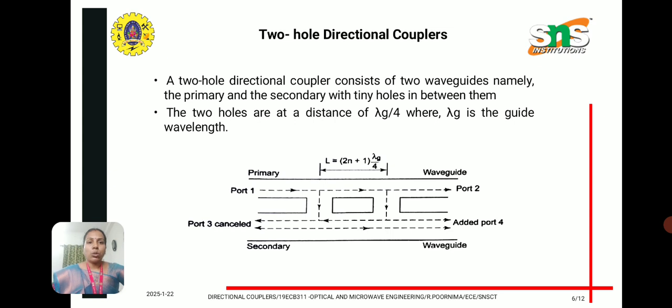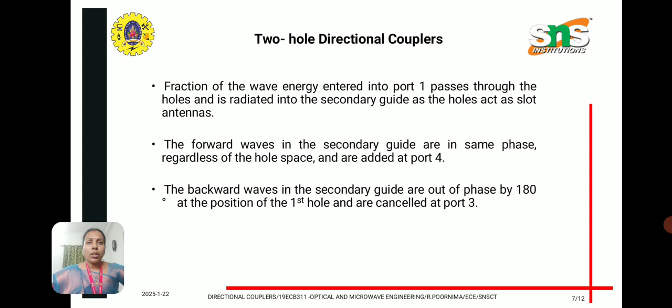Next is the two-hole directional coupler. A two-hole directional coupler consists of two waveguides, primary and secondary, with tiny holes in between them. The two holes are at a distance of lambda g by 4, where lambda g is the guide wavelength. A fraction of the wave energy entering port 1 passes through the holes and is radiated into the secondary guide, as the holes act as slot antennas.